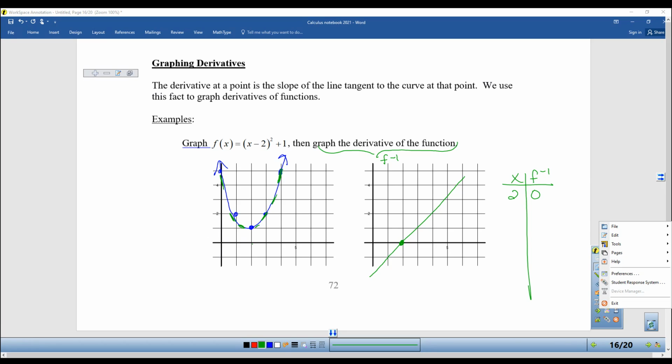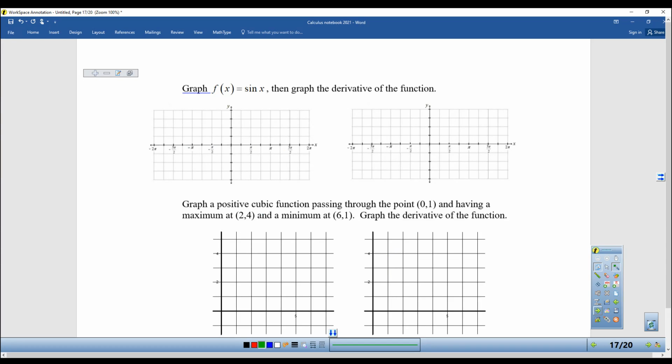All right, do the next one. Graph sine of x. And this will really help you see it too. I know we've already done this back when we did trig functions, but it'll help you understand the concept. So 0, 0, 1, back to 0. You don't need me. I assume you're doing it on your own.